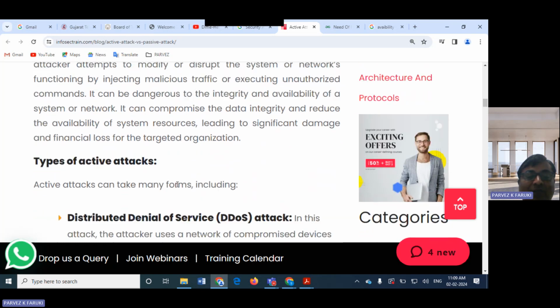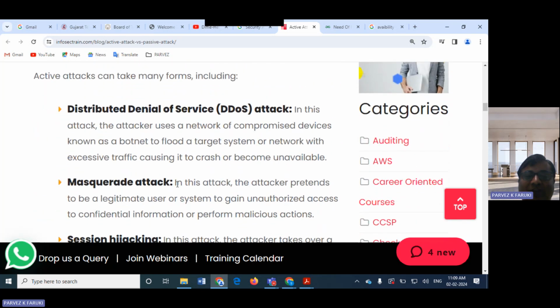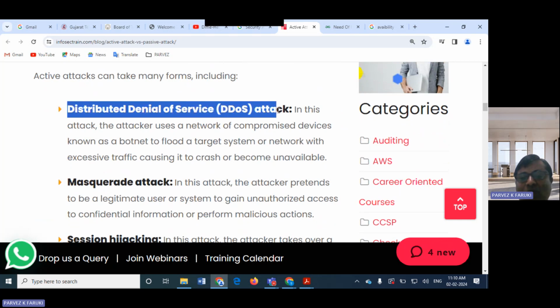What are the types of active attacks? This is a very prevalent attack as of now. Somehow, if I am able to ensure that Bob is knocked down, the server is knocked down, then I say I have successfully been able to execute the DDoS attack.